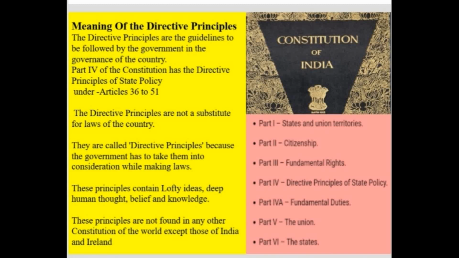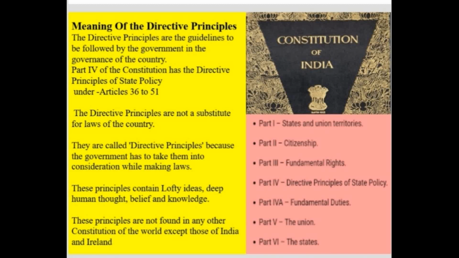And these principles contain ideas, deep human thoughts, beliefs and knowledge. Like the Irish principles, or socialistic economic principles, many ideas by great people, deep human thoughts, like how to bring progress to the people, how to make people better in their standard of living. They all come under deep human thoughts, beliefs and knowledge. All such things are included in these directive principles, so that in making a law, the human angle, knowledge as well as beliefs, everything will be taken into consideration by lawmakers, and they will create such kind of governance.